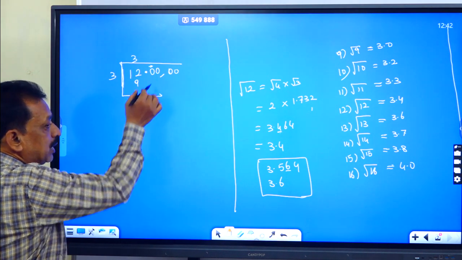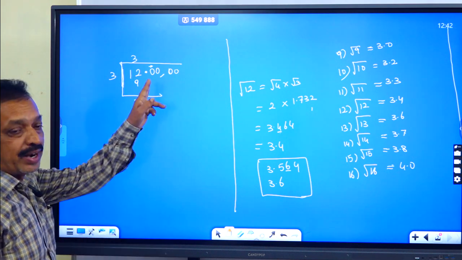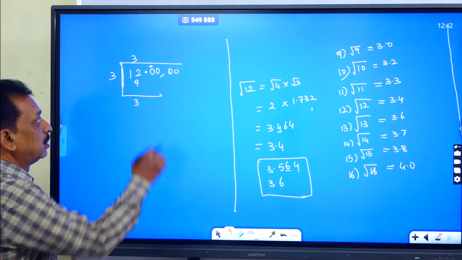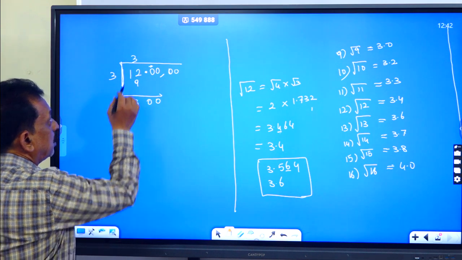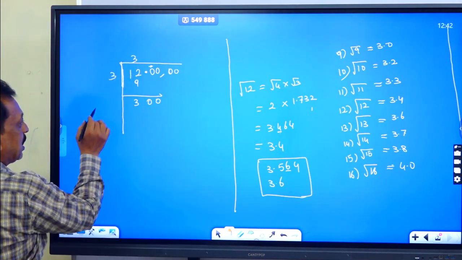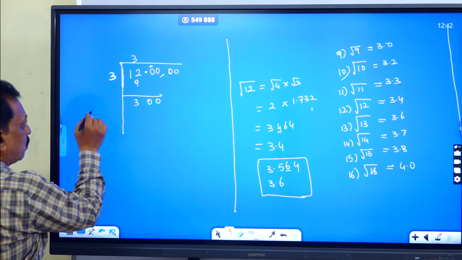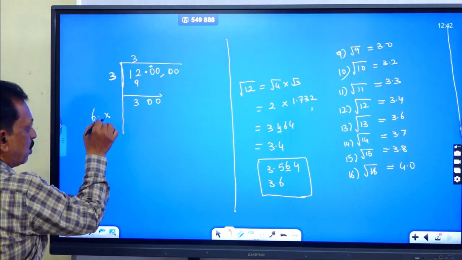And you have to take 2 digits, not 1 digit. In general division, 1 digit you can take. But in square root finding, you have to take 2 digits. So 2 zeros, exactly, that is 300. This 3 number is there, double the number. You have to multiply by 2. 3 2s are 6. So whatever the number you are keeping, with that number only you have to multiply.